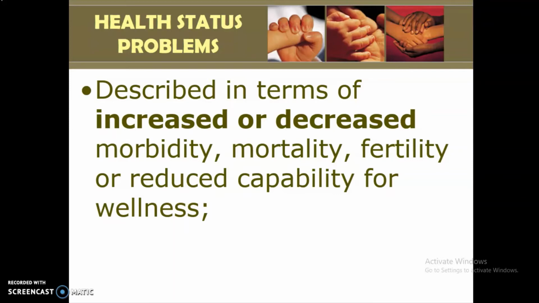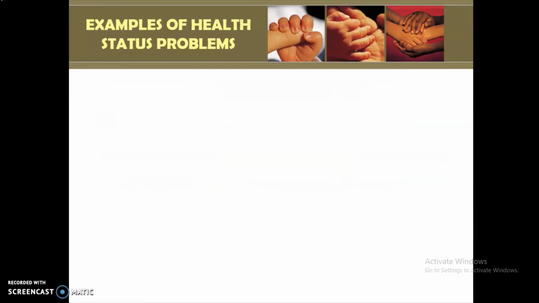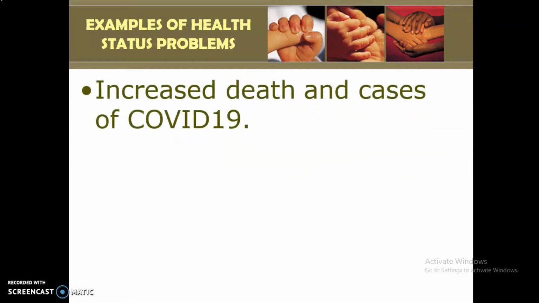To describe this more, we are going to provide examples. What are the examples of these health status problems? Health status problem number one, an example is your increased death rate and cases of COVID-19. With the current situation that we have right now, which is your COVID-19 pandemic, marami pong natatamaan ng sakit. At the same time, marami din po namamatay because of COVID-19. And since this is a community-wide problem or concern, this is an example of a health status problem.